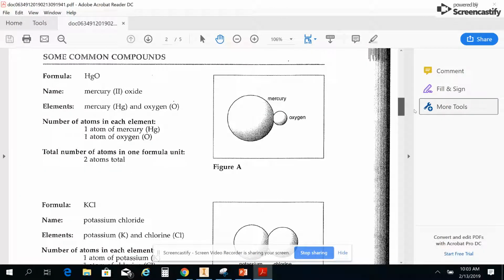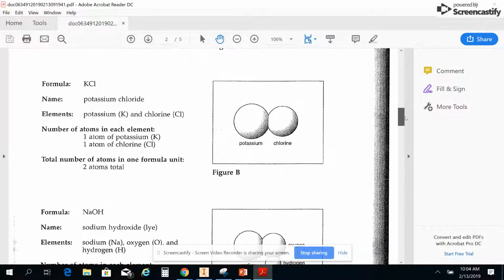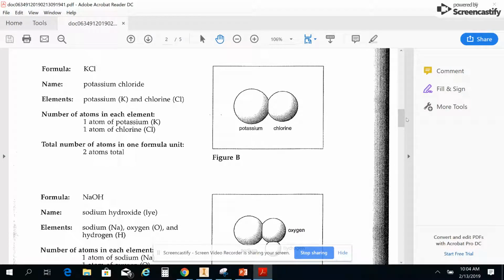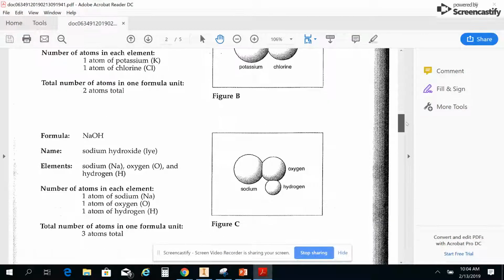Some common compounds. Formula, HgO, mercury II oxide. Elements are mercury and oxygen. Number of atoms in each element, 1 atom of mercury, Hg, 1 atom of oxygen, O. Total number of atoms in one formula unit, 2 atoms total. Formula, KCl. Name, potassium chloride. Elements are potassium and chlorine. Number of atoms in each element, 1 atom of potassium, 1 atom of chlorine. Total number of atoms in one formula unit, 2 atoms total.